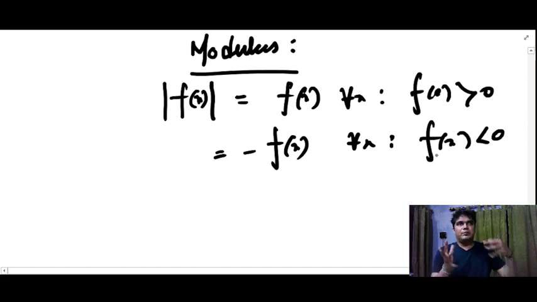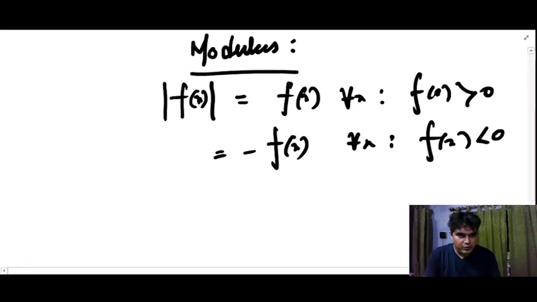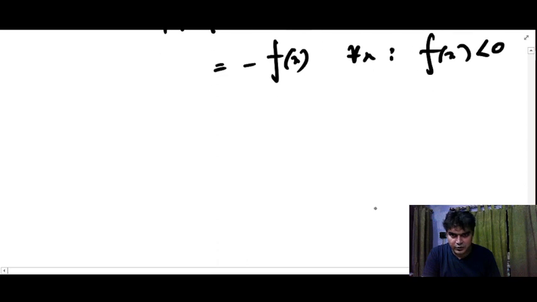I'm going to say mod of minus 5, it will give me 5. Like when the value within the mod is negative, we'll give another negative sign to make it positive, right? This is the basic thing of modulus function. Now we are going to solve one equation using this modulus function.